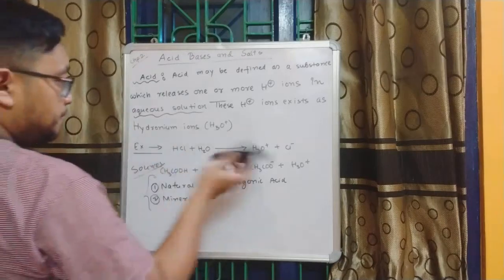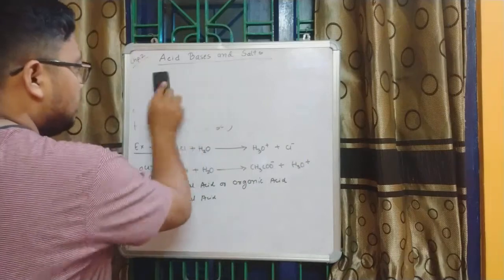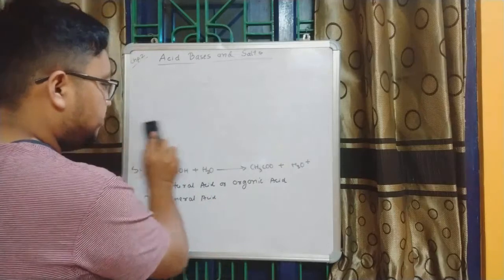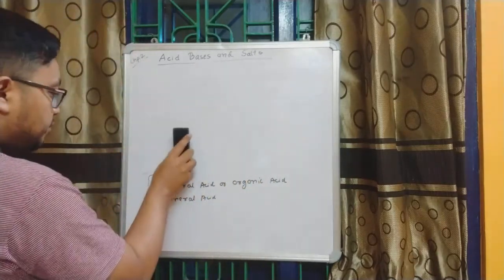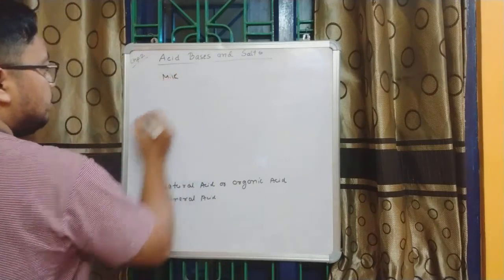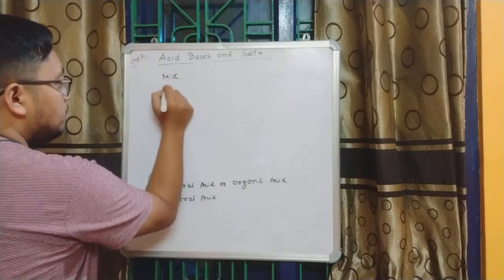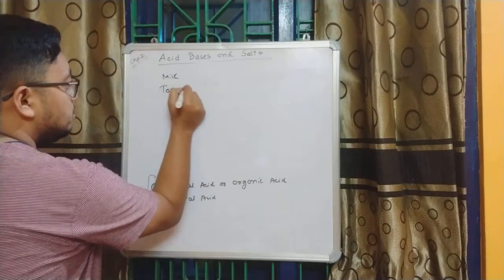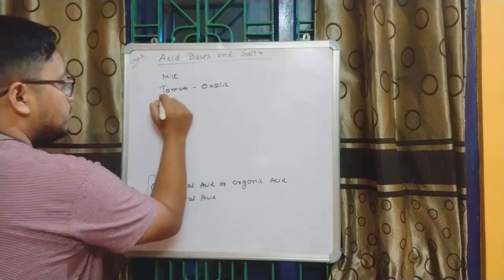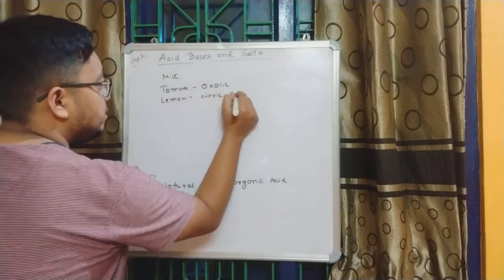Natural acids are those which are formed naturally, and some natural substances contain natural acids. For example, some food items: milk, that means the curd, contains lactic acid. Then tomato contains oxalic acid. Then lemon contains citric acid.